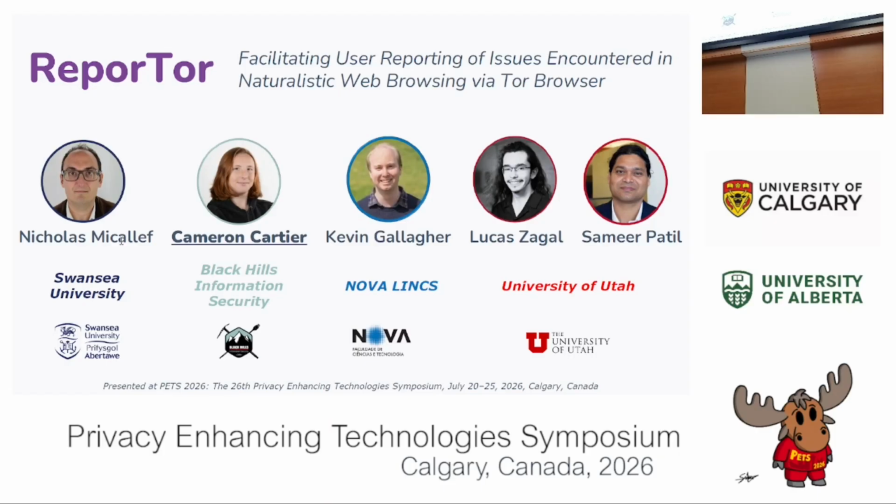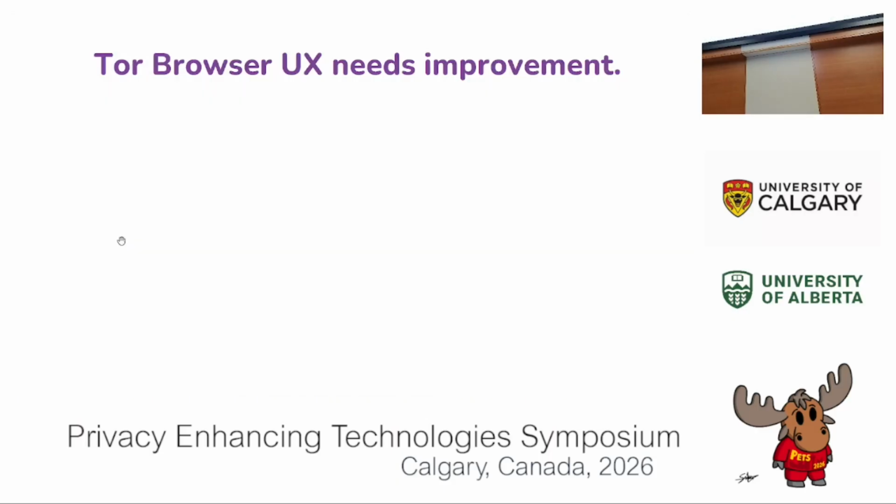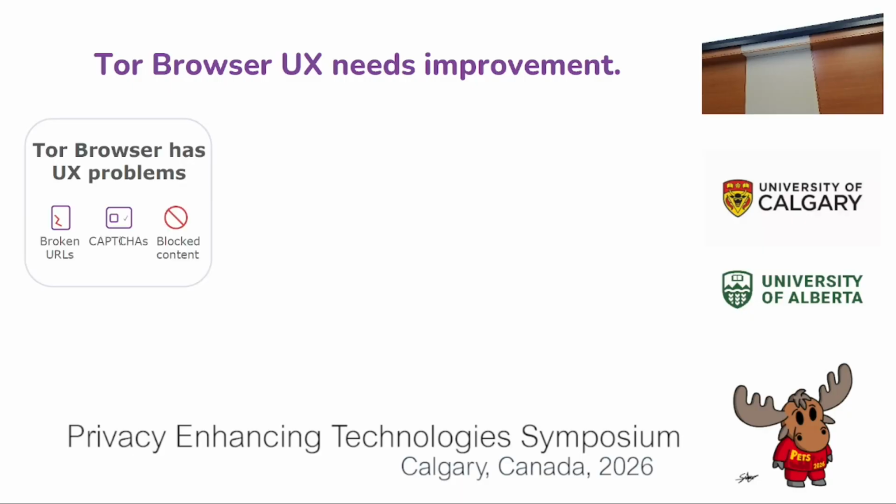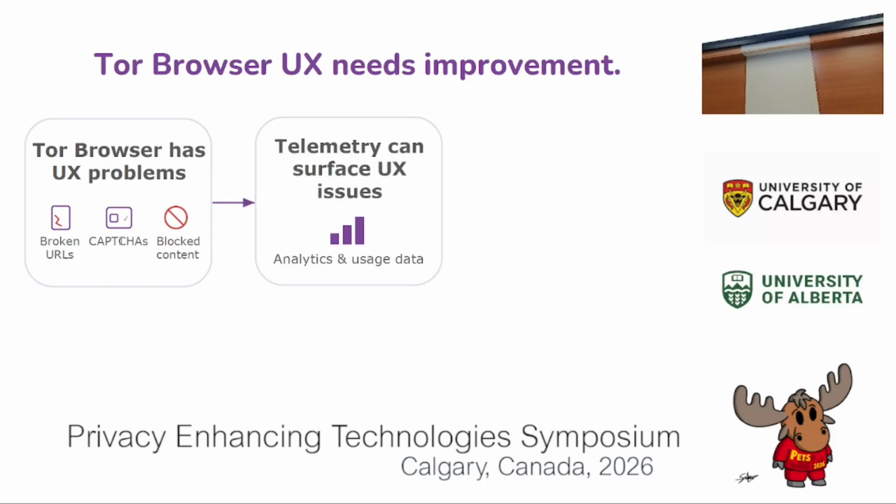And the work I'm presenting revolves around improving the usability of the Tor browser. So why does the usability of the Tor browser need to be improved? The amount of privacy and anonymity that you can get through using the Tor browser depends on the number of other people on a network. It's a being-lost-in-a-crowd type of situation. And the Tor browser, unfortunately, has many UX problems that drive people away, lowering that total number of people. These issues are like broken URLs, CAPTCHAs, and blocks.